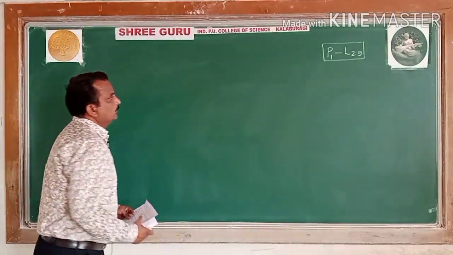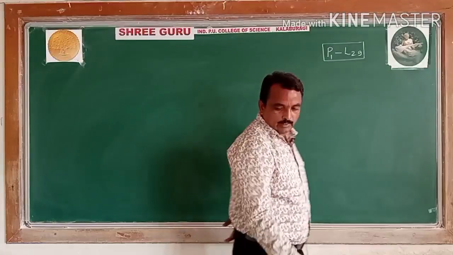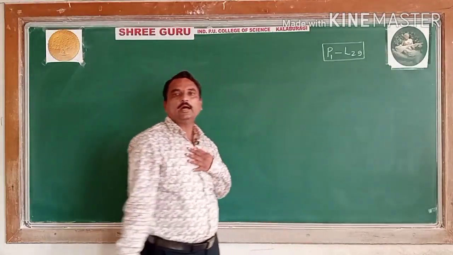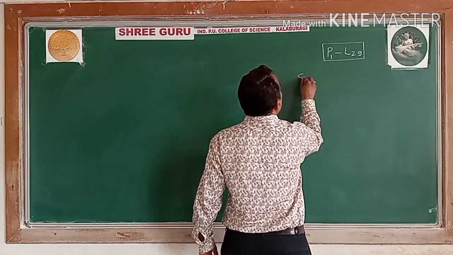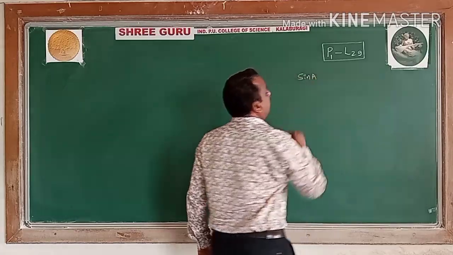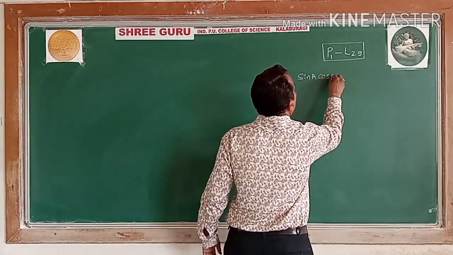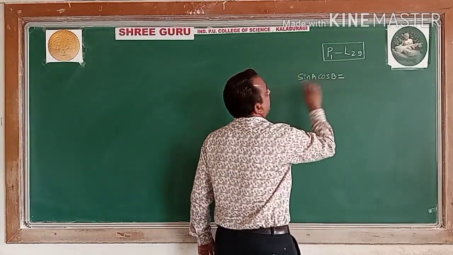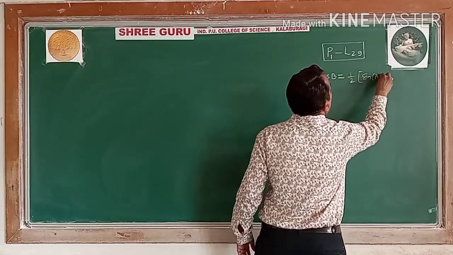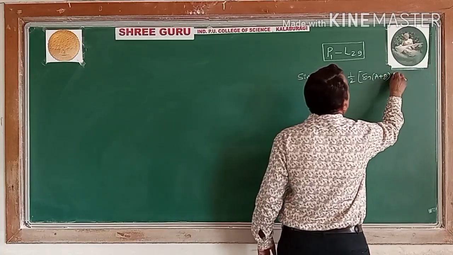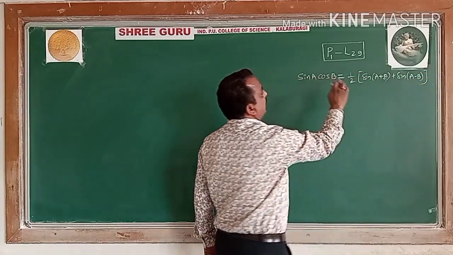Now see the students, before going to the class, I recall the formulas here once again. Product formula first. See the product formula. I will take in terms of A and B the angles. Sin A into cos B equals, in terms of A and B, product formula 1 by 2 sin A plus B plus sin A minus B.